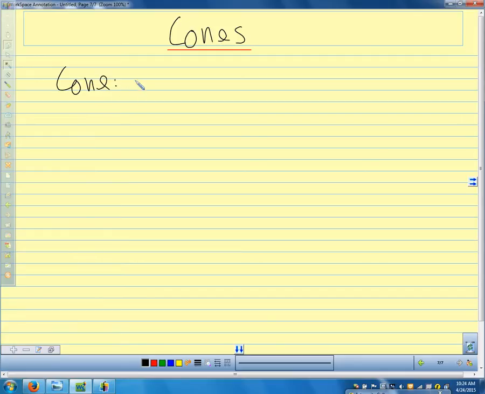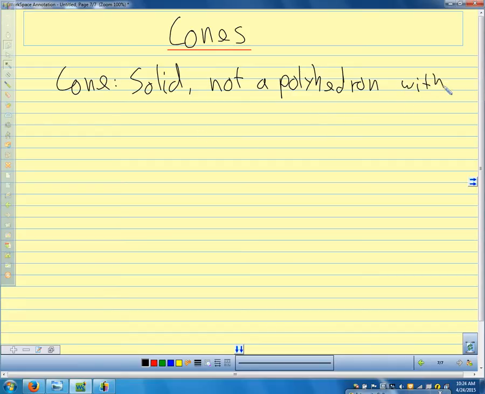A cone is a solid, not a polyhedron. Why is it not a polyhedron? It's not made of polygons, right? It's all curved. Everything's a curve. Not a polyhedron with a base that is, what's the base? Circle.